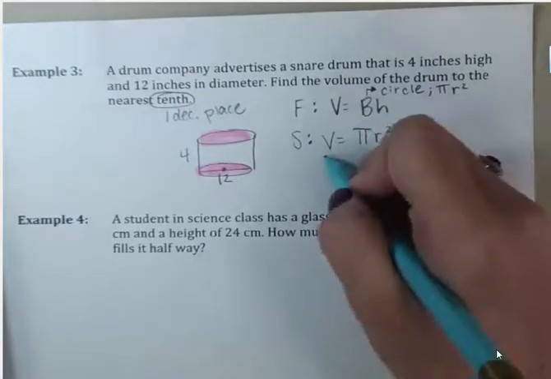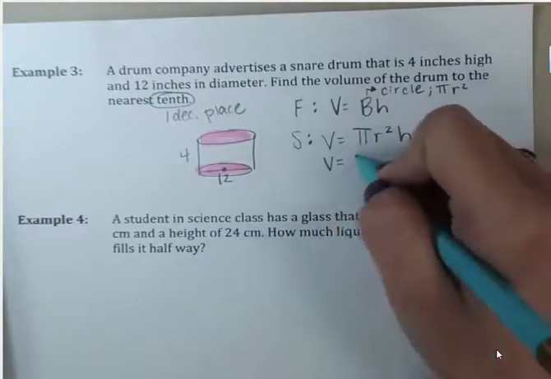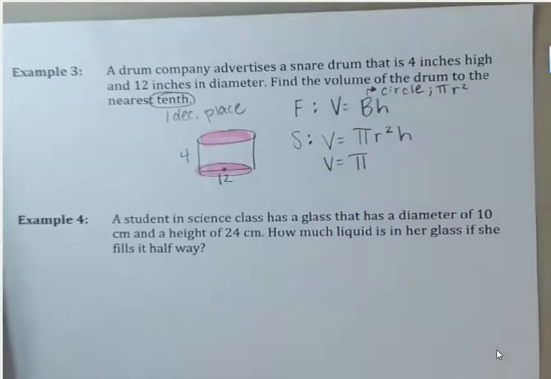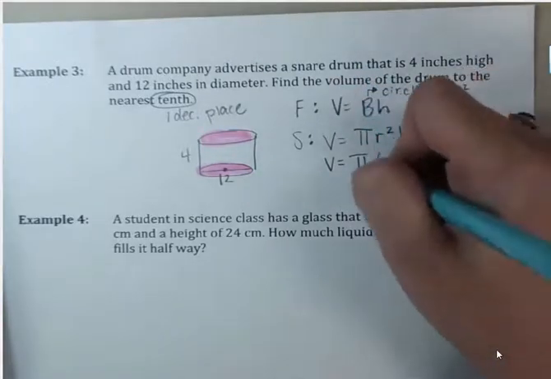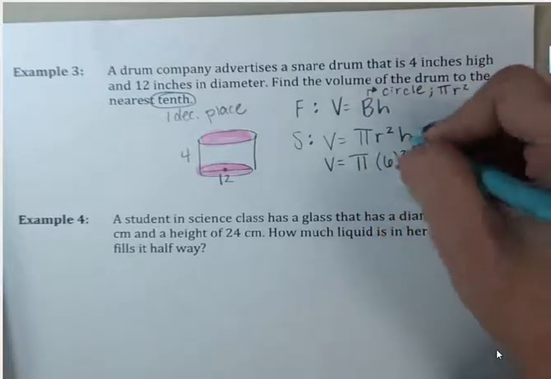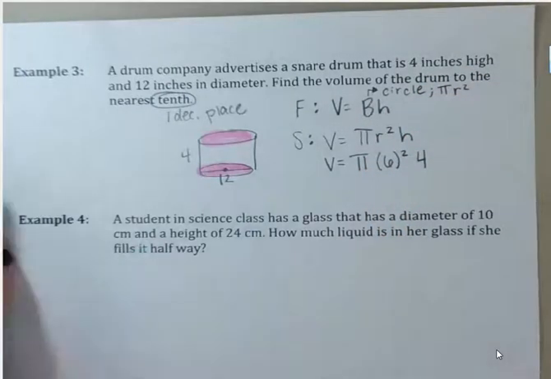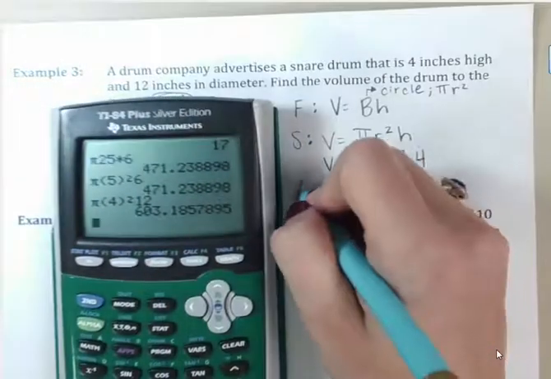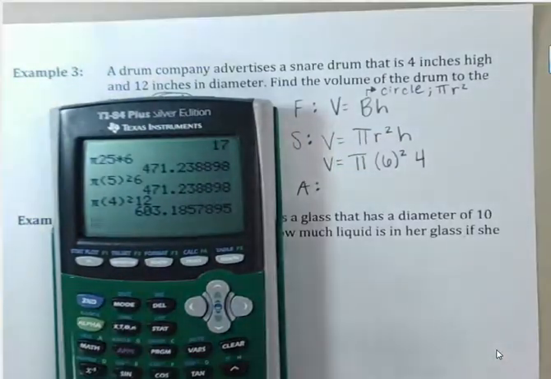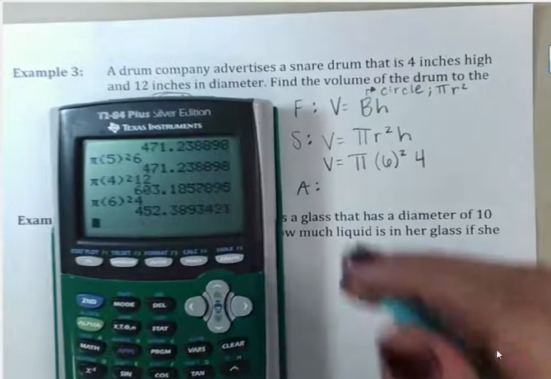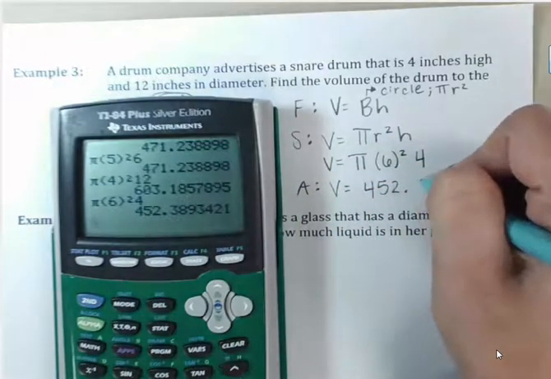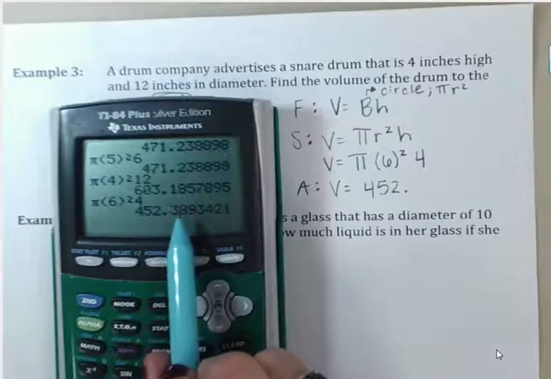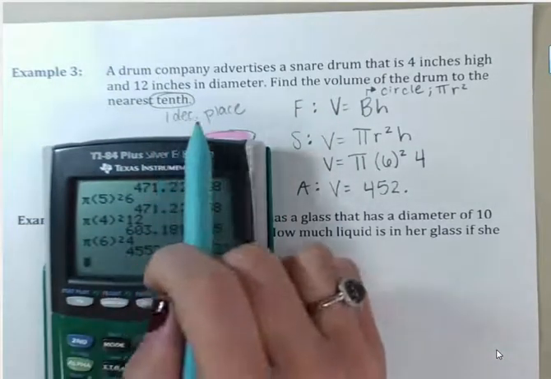Then we're going to substitute our numbers in. Volume is equal to pi. What's my radius? If you put 12, you put the diameter. So it should have been 6 squared times your height of 4. If you plug that into your calculator, pi times 6 squared times 4, volume is equal to 452, and it told me to round to the tenths, so I'm going to only round to 1 decimal place. Remember, we made a note about that.